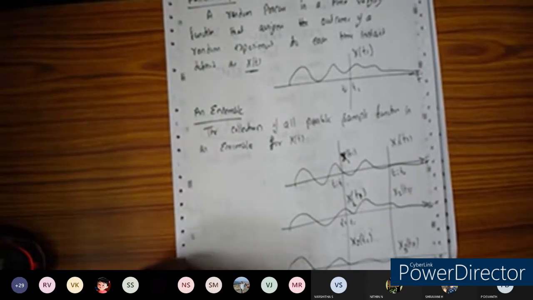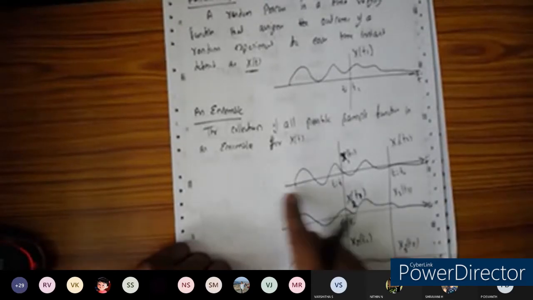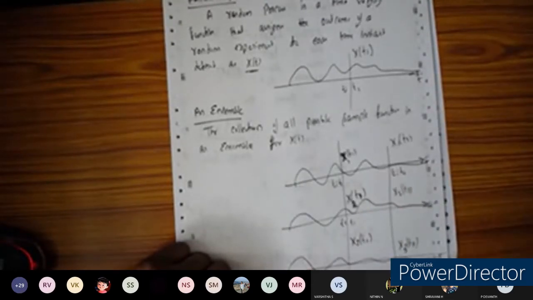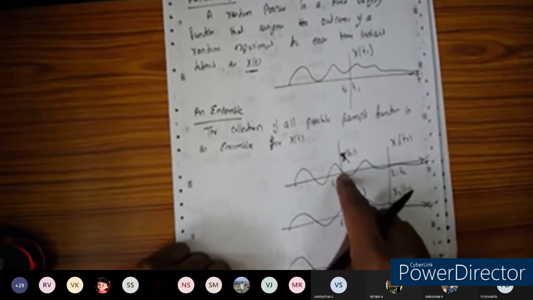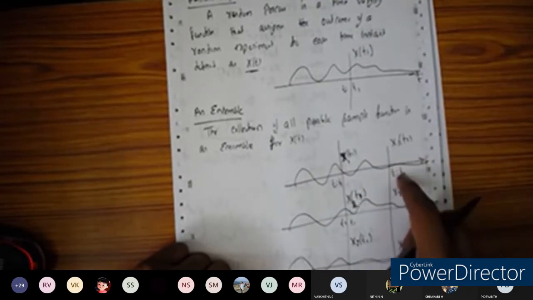Let us consider the noise signal as shown in the figure below. You can take some random noise. At time t is equal to t1, I can call the values x1, x2, and x3 of t1. At time t is equal to t2, we can call them x1 of t2, x2 of t2, and x3 of t2.